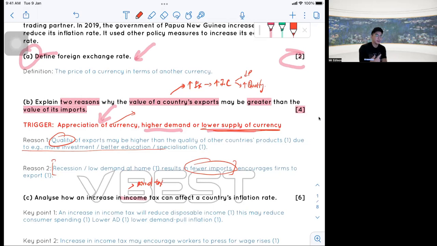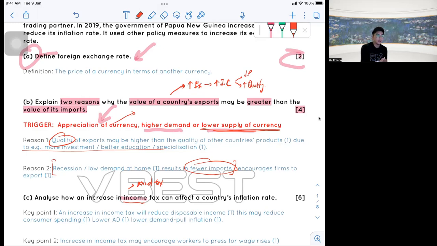So income tax normally will affect two things: consumer income and corporate. Consumer is what we call income tax, corporate is what we call corporate tax, right? But can I say corporate tax here? Not really, because it is talking about income tax. So therefore we can only focus on the consumer part. If the question is saying direct tax, then you can talk about income tax and corporate tax. Do you get it? This is only income tax.